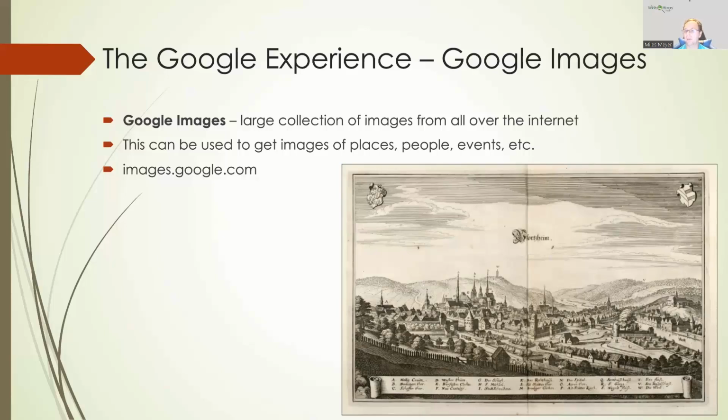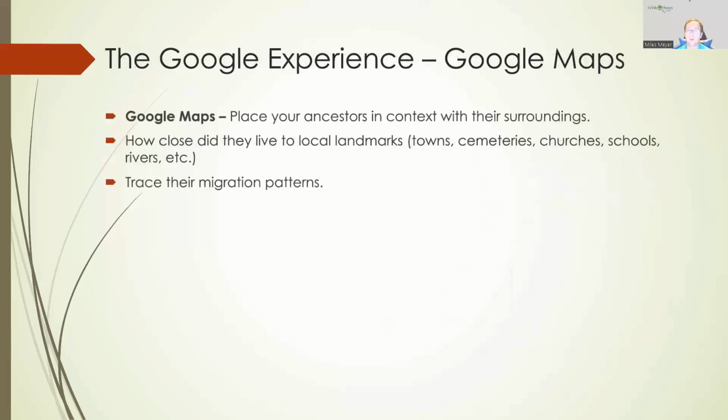Many of us utilize Google Maps to place our ancestors in context with their surroundings. How close they lived to various landmarks. How far from town were they? What was the nearest cemetery? What was the nearest church? Where would they have gone to school? What was the transportation like? Was it a trail? Was it a river? Were there roads? We can also utilize it to trace migration patterns.